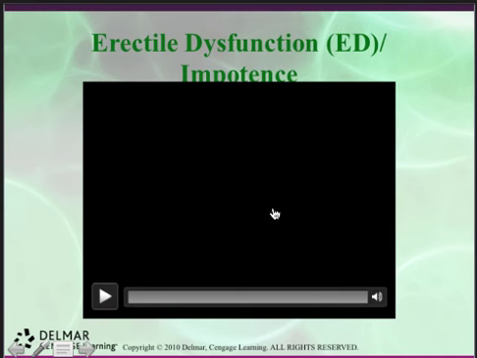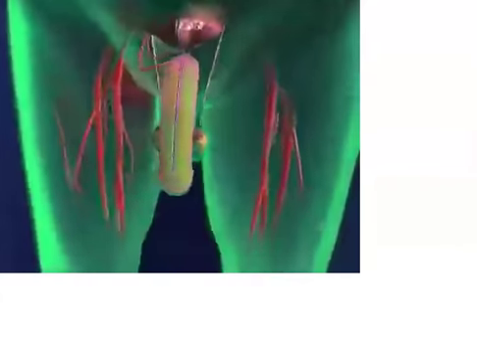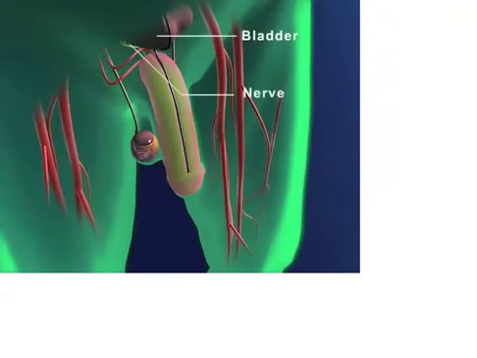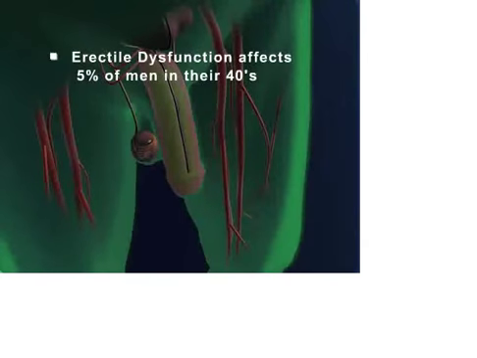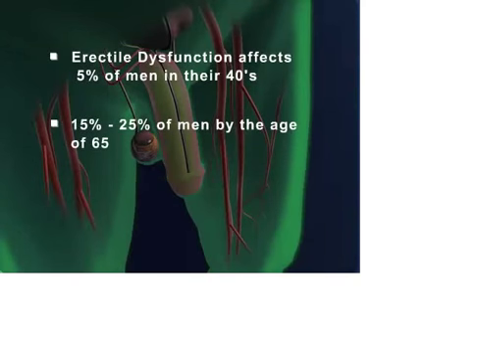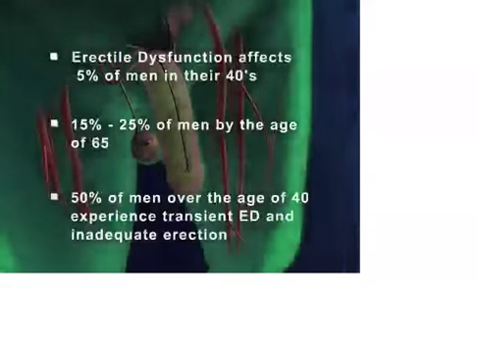Okay, let's take a look at ED. Erectile dysfunction, or ED, is the inability of a man to achieve or maintain an erection sufficient for his or her partner's sexual needs. Most men experience this at some point in their lives, usually by age 40. Incidence of the disorder generally increases with age. ED affects about 5% of men in their 40s and 15 to 25% of men by the age of 65. 50% of men over the age of 40 may experience transient ED and inadequate erection.